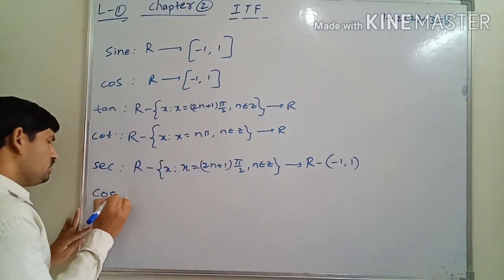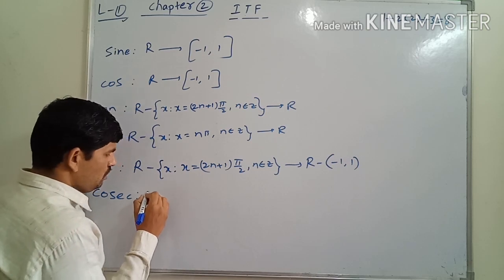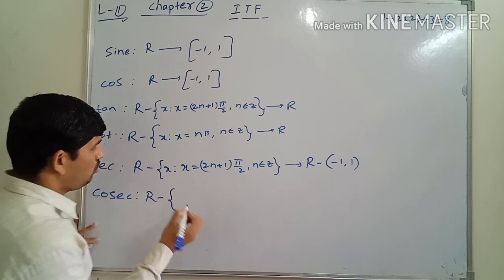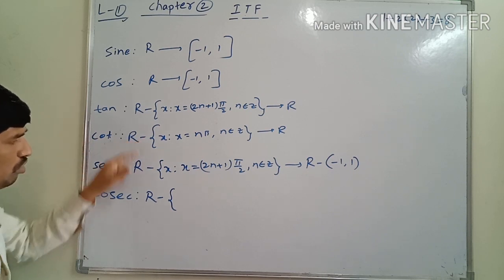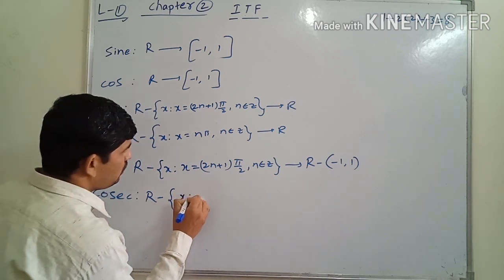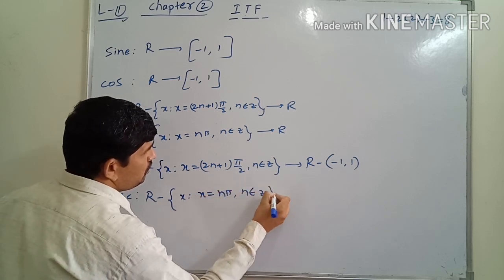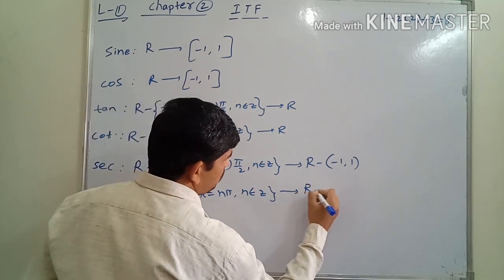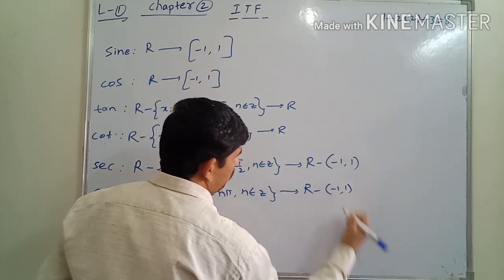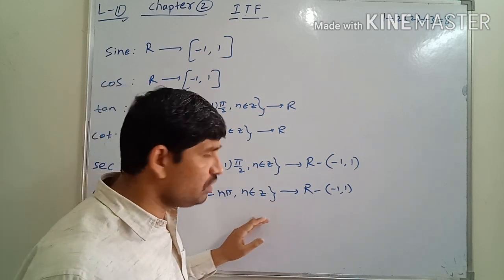Again, the cosecant function, it is the last one. So I will write this. See, R minus. So the domain of cosecant is cot. Remember, the domain is x such that x is equal to n pi, n belongs to Z. And what is the range of this? Range is similar to this secant.